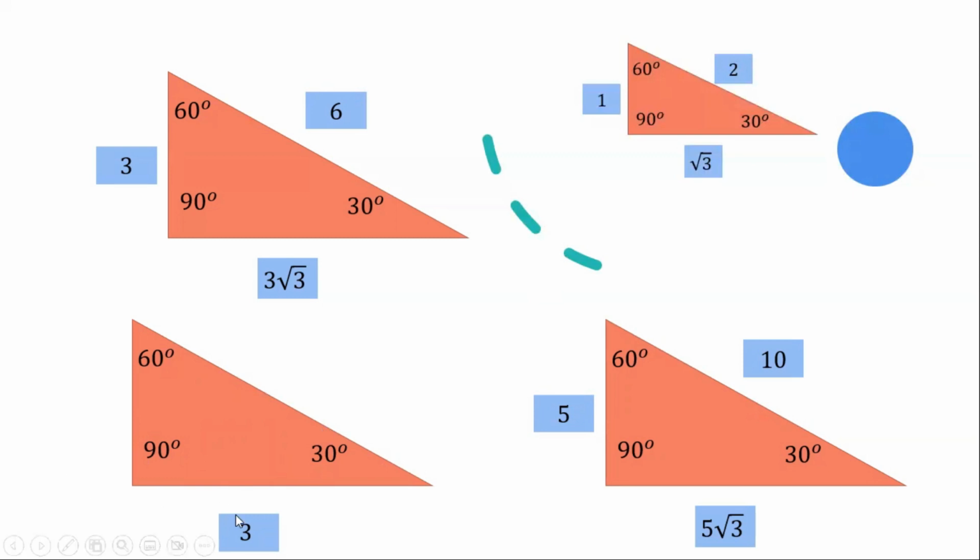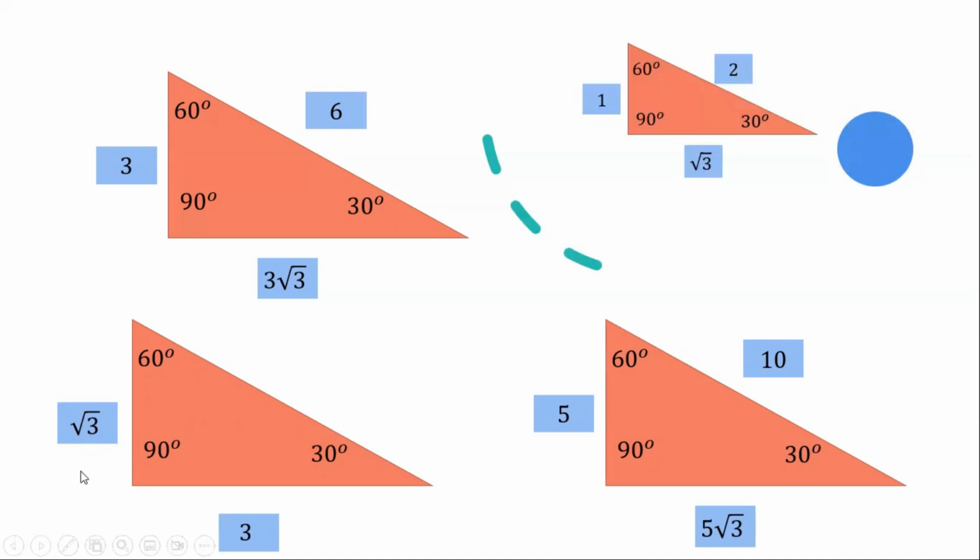3 over square root of 3, or if we simplify it, we get square root of 3 by multiplying both numerator and denominator by square root of 3. 3 divided by square root of 3 times square root of 3 over square root of 3, then you get square root of 3.